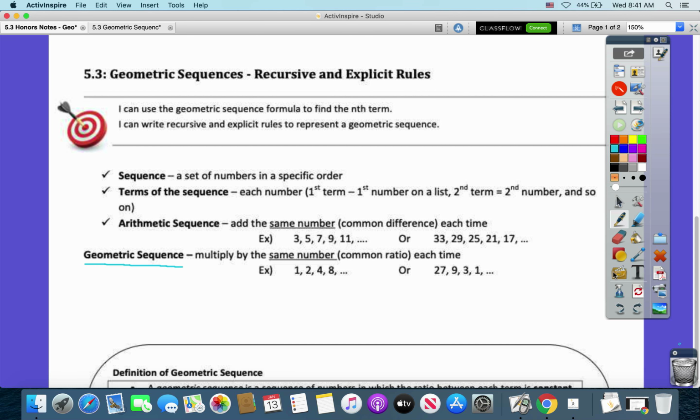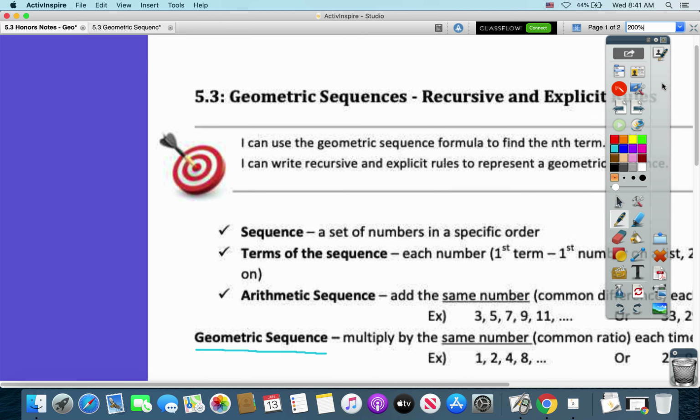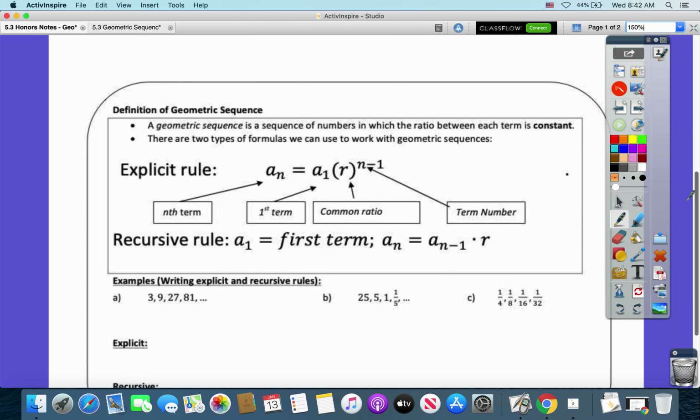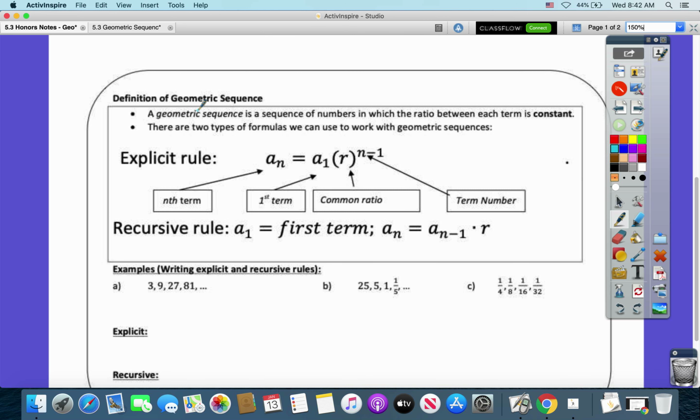So the rules are written out here for you. And as a reminder, here's our definition of a geometric sequence. We are multiplying. The common ratio between each term is constant. And we can still use the 2 types of rules, explicit and recursive, but they just look a little different than our arithmetic sequences because we are now multiplying every time. So a sub n, we start with that for the nth term, equals our first term times the common ratio to this exponent of n minus 1.